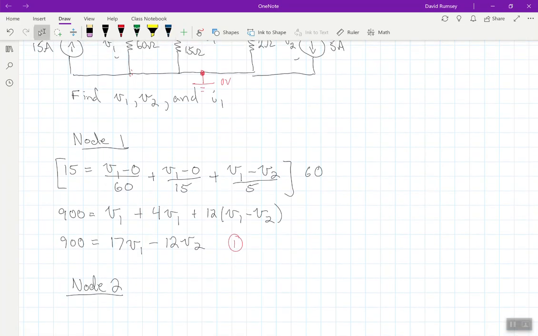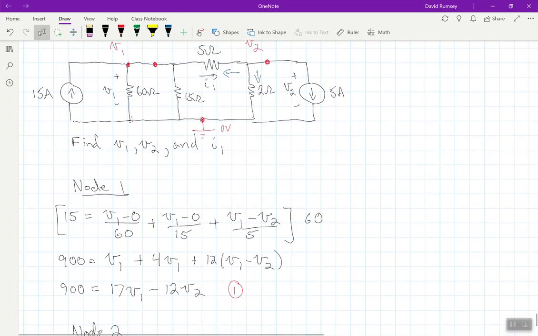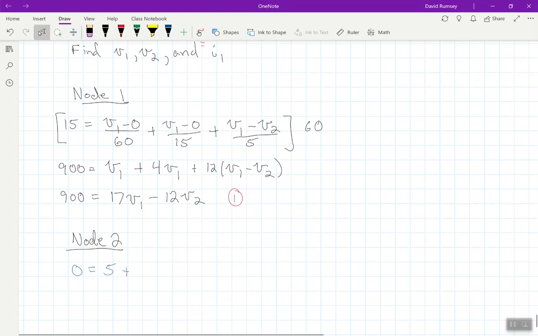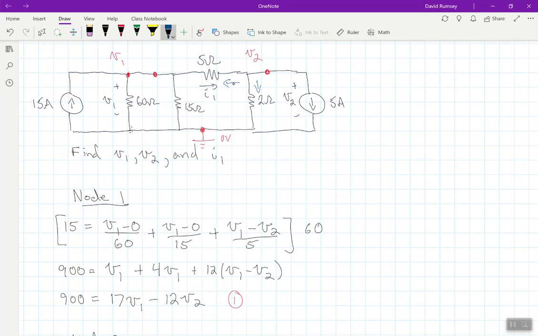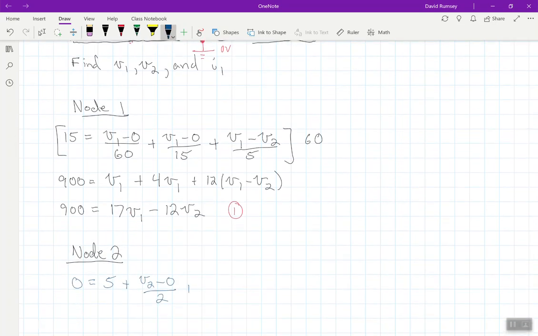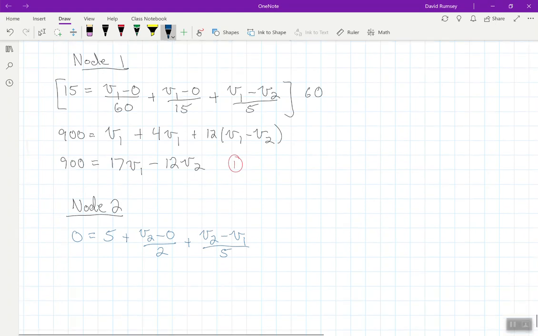So I would have 0 is equal to 5 amps is leaving plus, well, the current through that 2 ohm would be V2 minus 0 divided by 2. And then the current through the 5 ohm, now again, I'm drawing it leaving the node, so it's going to the left, and that would be V2 minus V1 over 5. So this would be plus V2 minus V1 over 5. And that's again equal to 0.